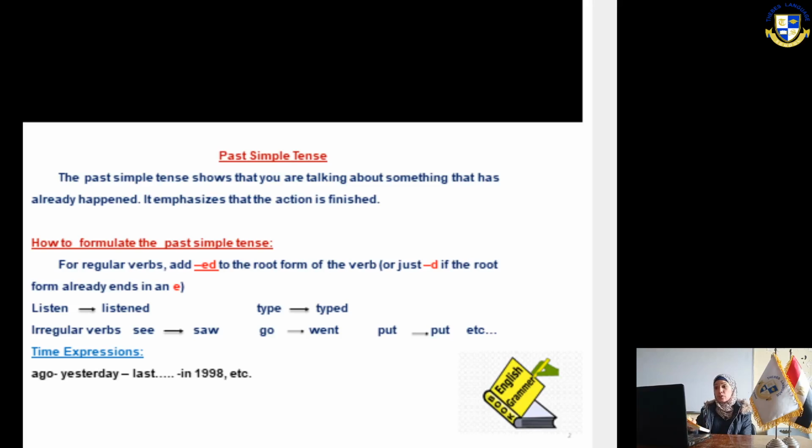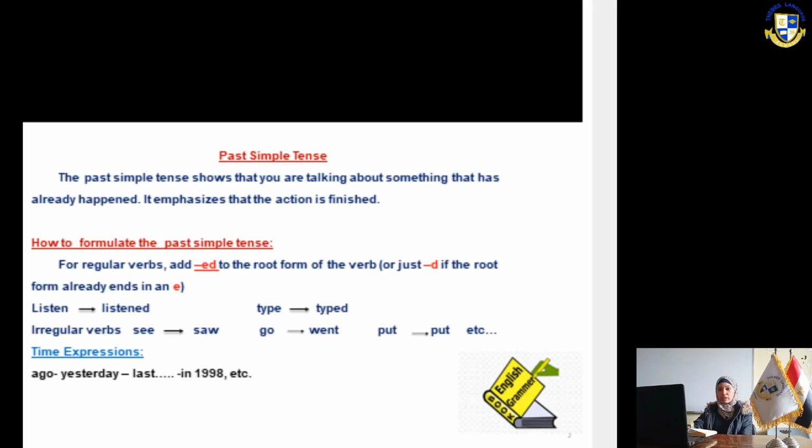As you see now, guys, we will talk about the past simple tense and the meaning of the past simple tense. The past simple tense shows that you are talking about something that has already happened, and it emphasizes that the action is finished. How can we form the past simple tense? For regular verbs, we have to add ed to the root form of the verb. And sometimes we add only d when the root form already ends with the letter e.